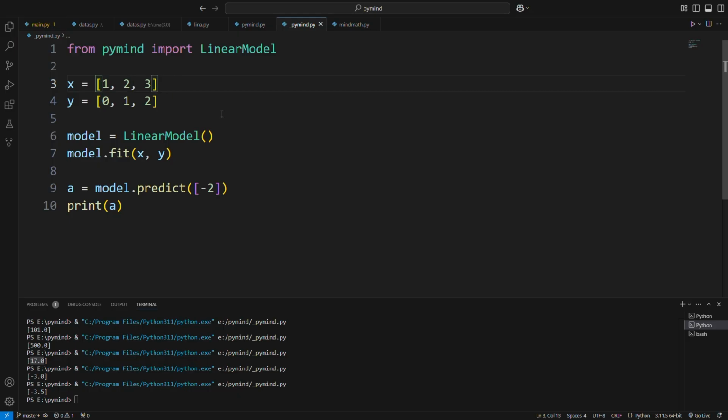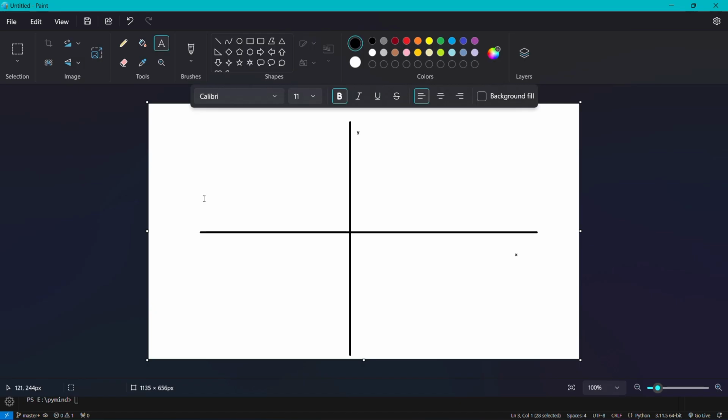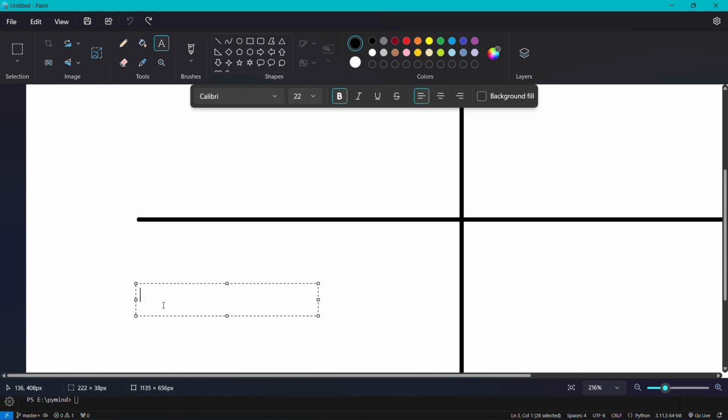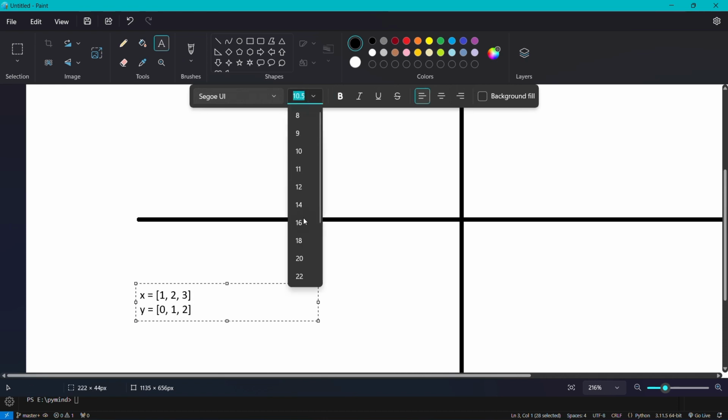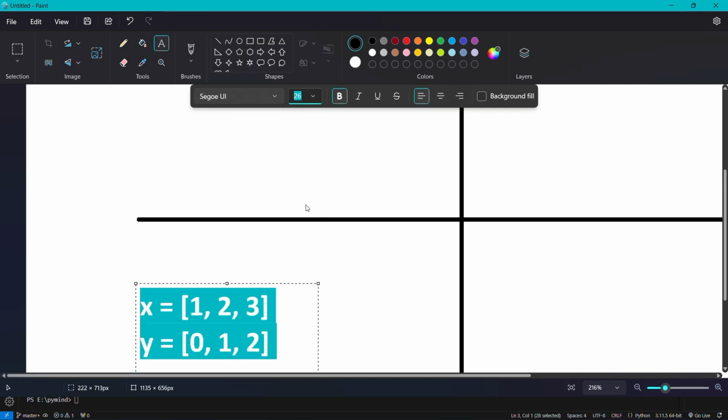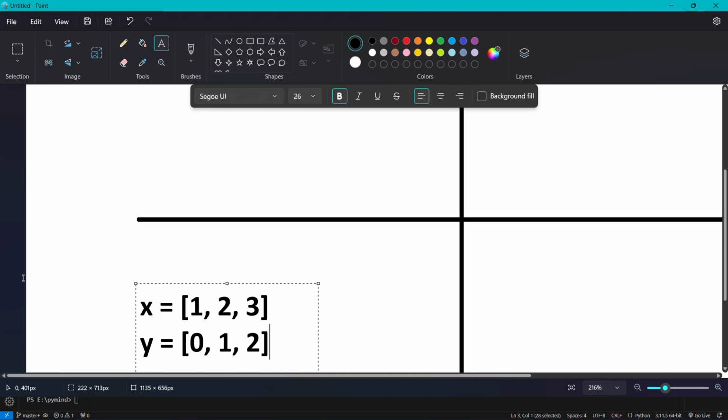Okay, let's take this, copy. Let's head back to our paint. Here we go, paste it. Okay, so we got this data. Let me increase its size. Too big. 26, yeah, that's fine.